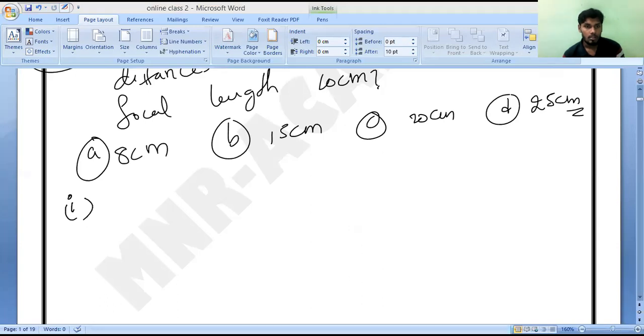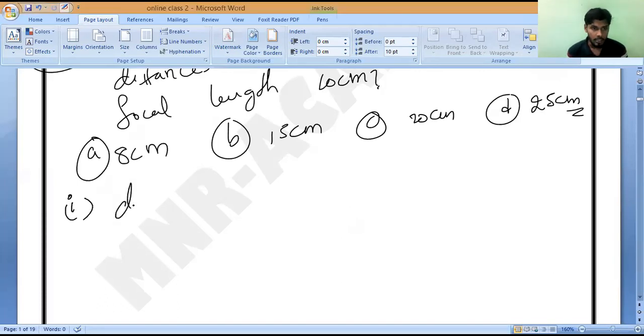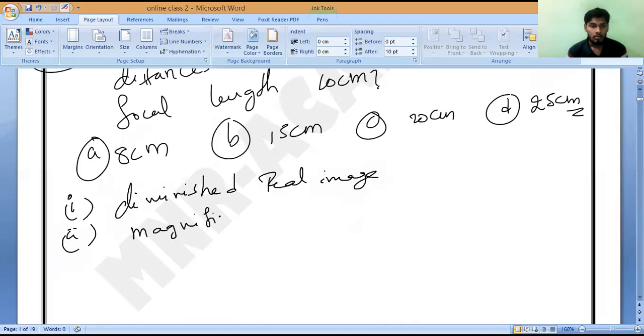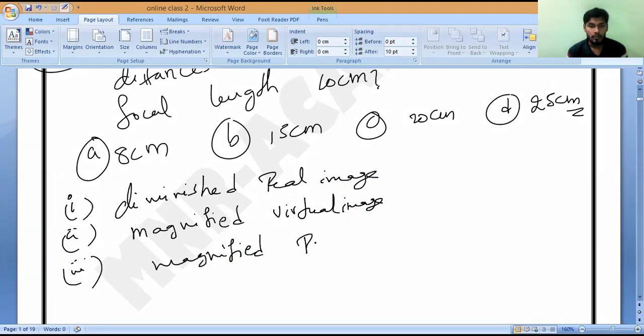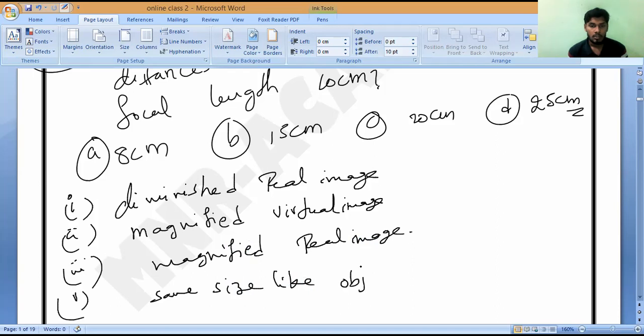Now, write the questions. First one: diminished real image. Don't think also. Next: magnified virtual image. Next: magnified real image. Next: same size as the object. So okay, what are the options?